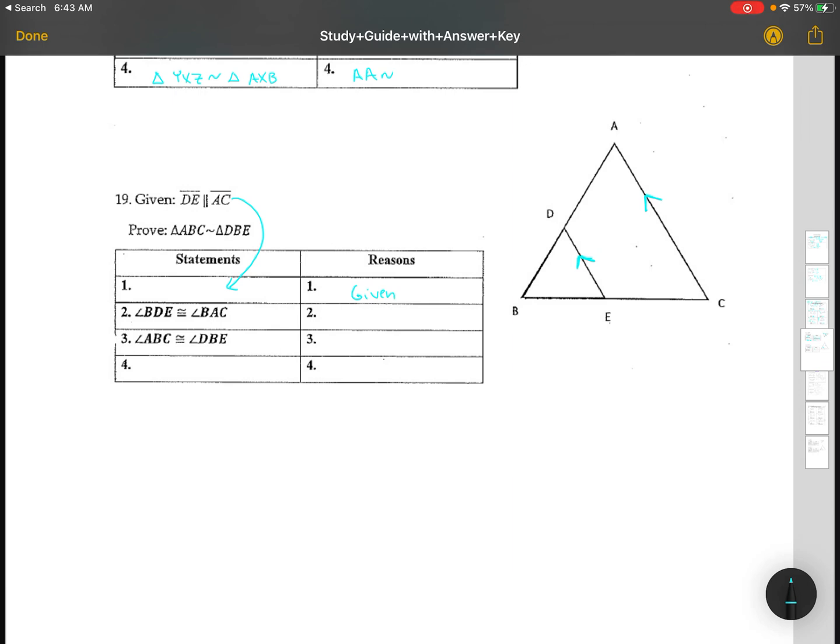So then angle BDE is congruent to angle BAC. So again, this angle is congruent to that angle. That reason is corresponding angles. And angle ABC is congruent to angle DBE. So ABC is here, and DBE is the same angle.